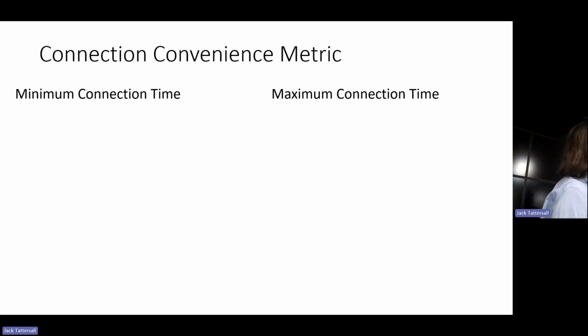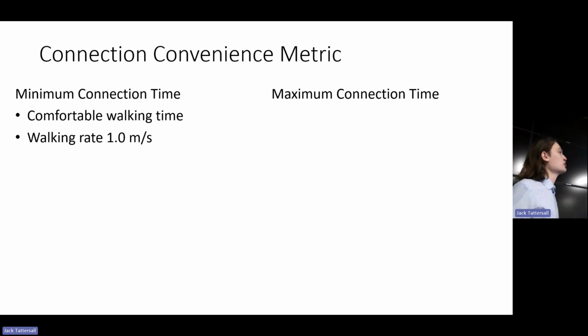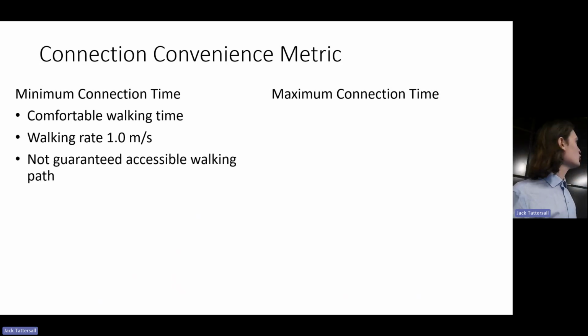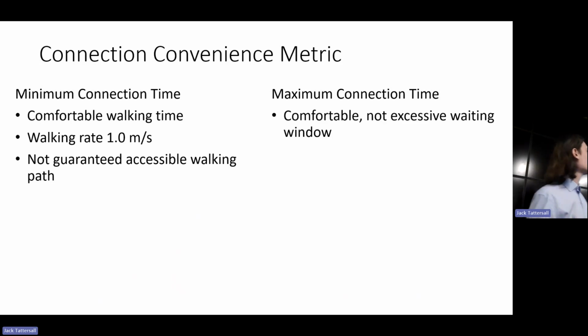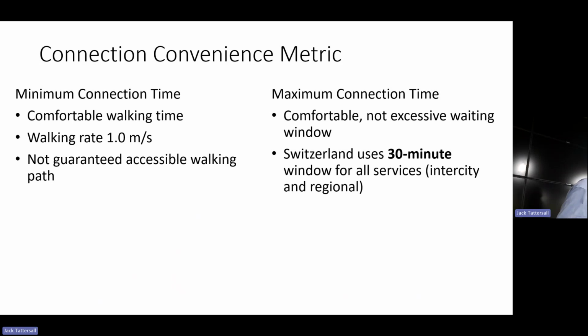So if we look at this connection convenience metric, the first part of it is a minimum connection time, and that is a comfortable walking time. I used a very low average walking speed of 1 meter per second to allow someone to get from one connection point, one bus stop or train platform, to another bus stop or train platform. Due to data limitations, it's not guaranteed to be an accessible walking path. And then you have a maximum connection time, which outlines the limits of a comfortable, not excessive, waiting period for someone to wait for their connecting service to depart.